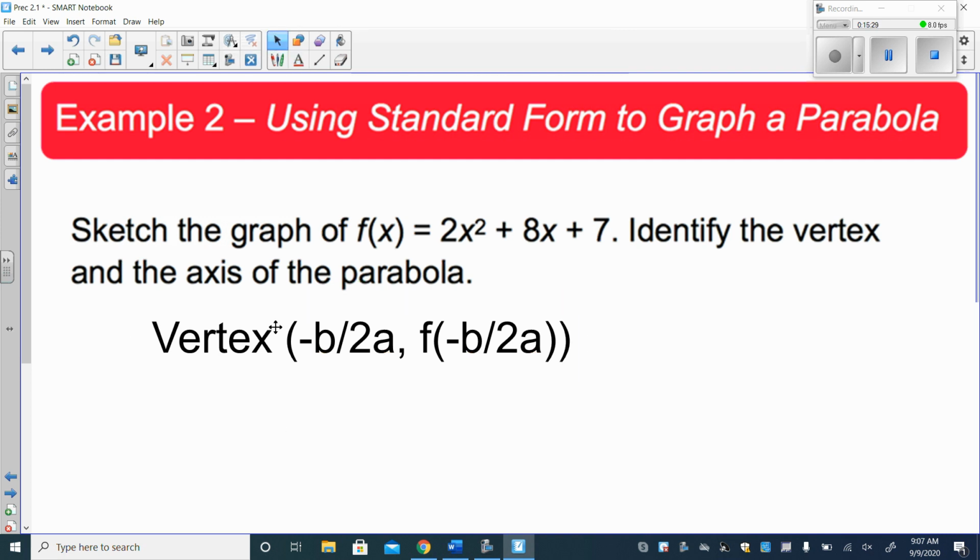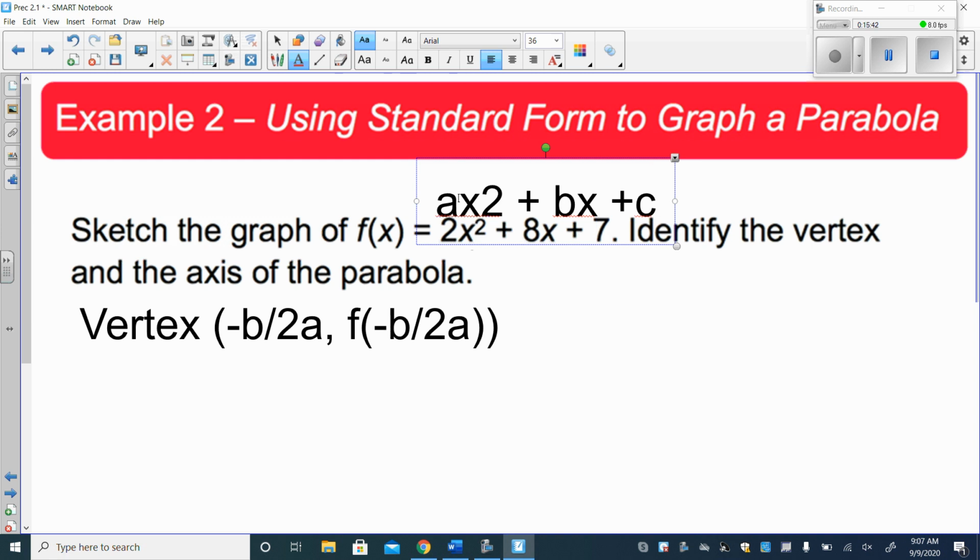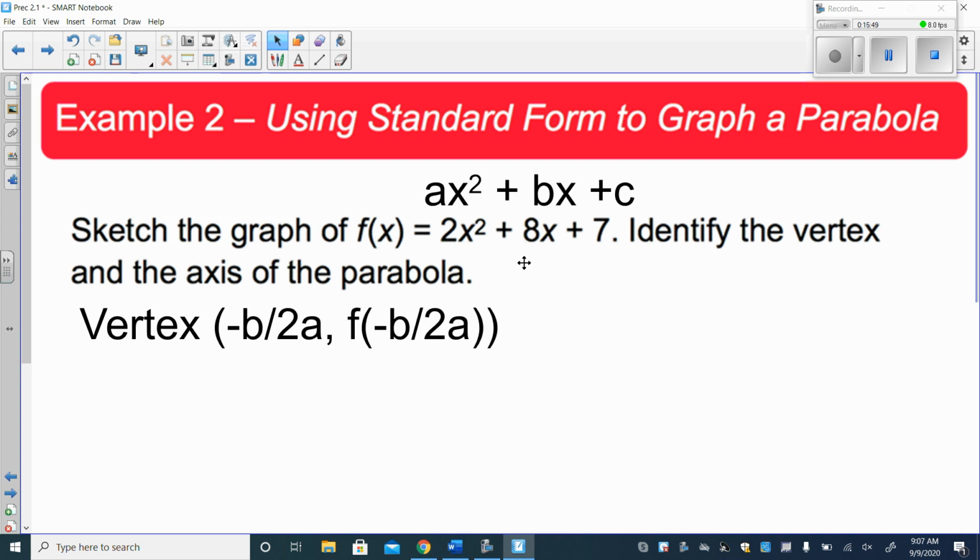So let's try this out. Let's see how this works. So negative b over 2a. Well, our normal quadratic is ax squared plus bx plus c. Let's put the 2 up into the exponent. So this here. So this kind of lines up. So our a value in this case is 2. Our b value is 8. So if I wanted to find the vertex, so the x value of the vertex, I would do negative b over 2a.